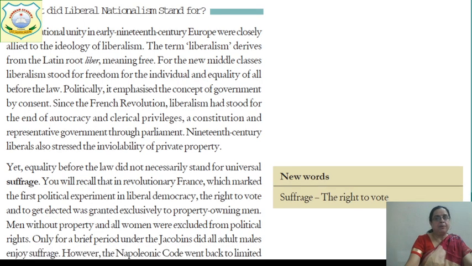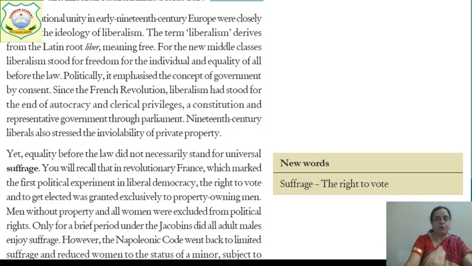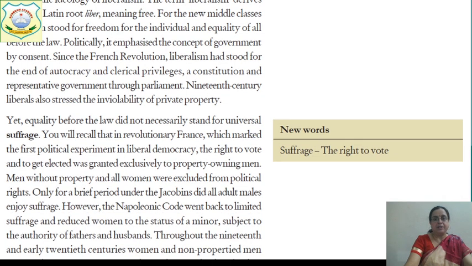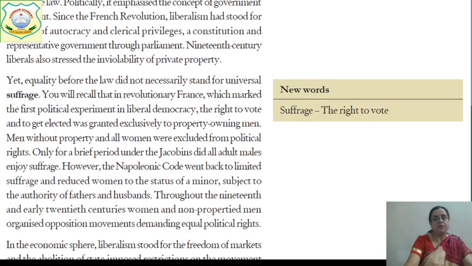Political liberalism emphasized the concept of government by consent, and liberalism stood for the end of autocracy and clerical privileges. They were supporters and wanted to adopt a constitution and representative government through parliament, and it also stressed the inviolability of private property, meaning the right to private property. So this was political liberalism, which we have already discussed in the class, children.